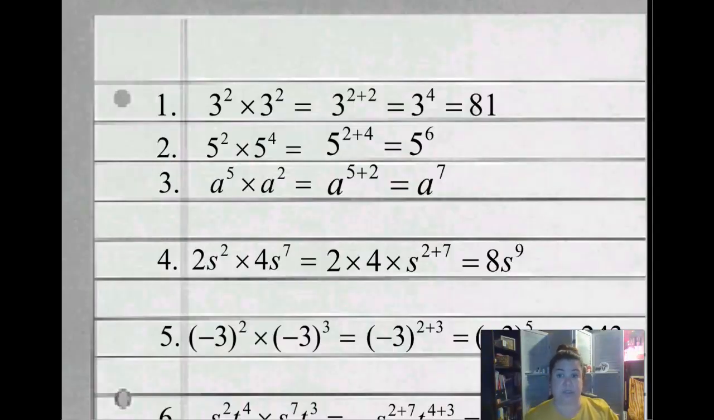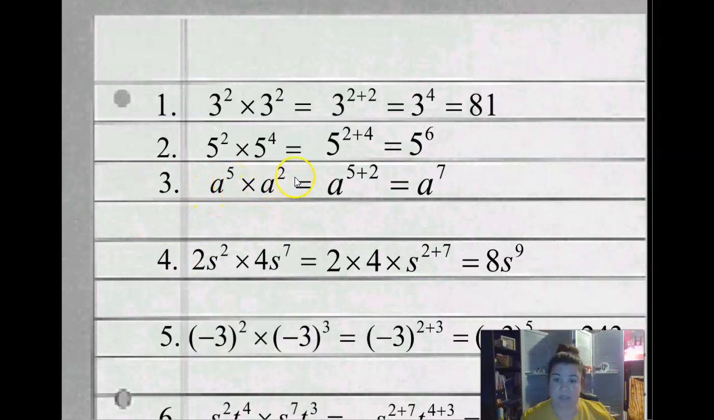Okay, so check your answers. Number 1, we multiply, so that means we add the exponents. So it's 3 to the 4th power, which would be 81. Now, if you got that wrong, is it just because you did 3 to the 3rd power, or you did too many? Sometimes you might want to write those down and check them off as you put them in the calculator.